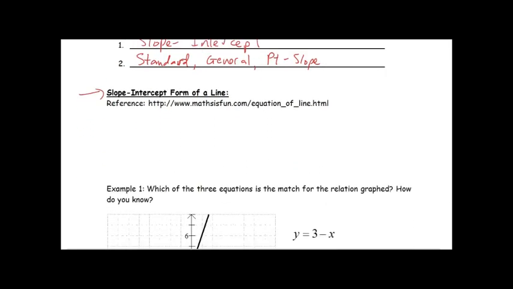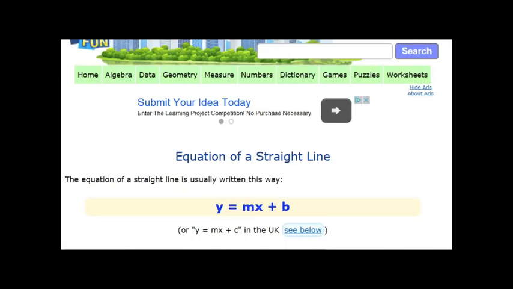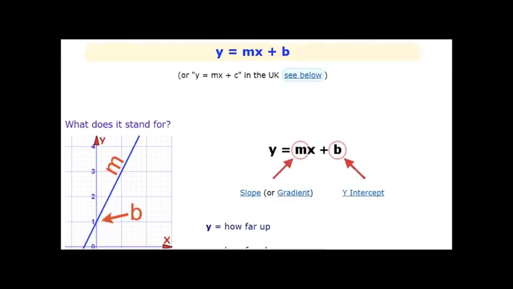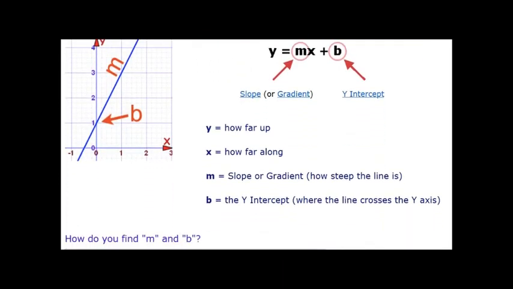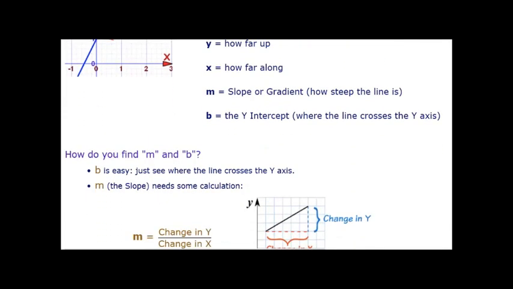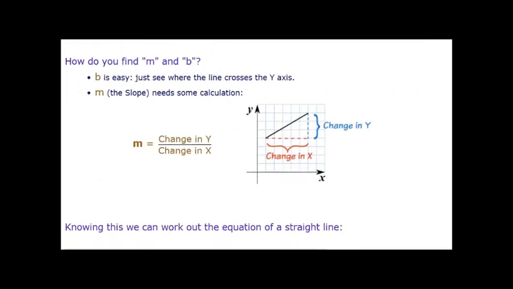Okay, so just a little bit more about the slope-intercept form of a line. If you're looking for a good resource to go and check out, you can check out Math is Fun. Equation of a line takes you to this, and it gives you a good overview of, hey, general equation is y equals mx plus b. We'll write that down in just a minute, and we'll just go through what some of these things mean. This is just a good resource to go and check out.